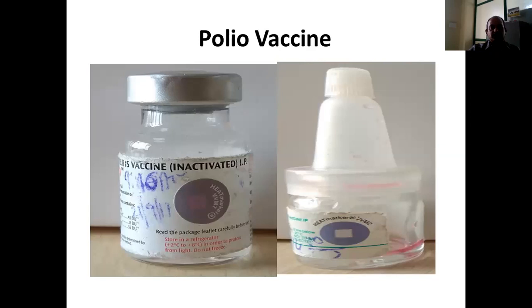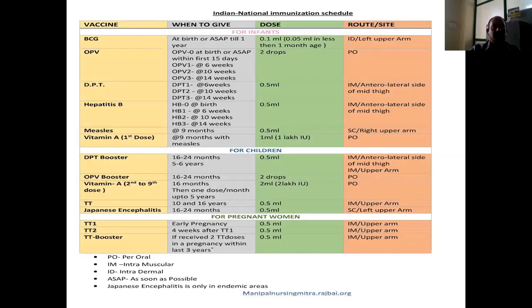Next demonstration is polio vaccine, inactivated and OPV, oral polio vaccine. So this is the Indian national immunization schedule for OPV. It is given at birth, then after 6 weeks, after 10 weeks, and after 14 weeks.